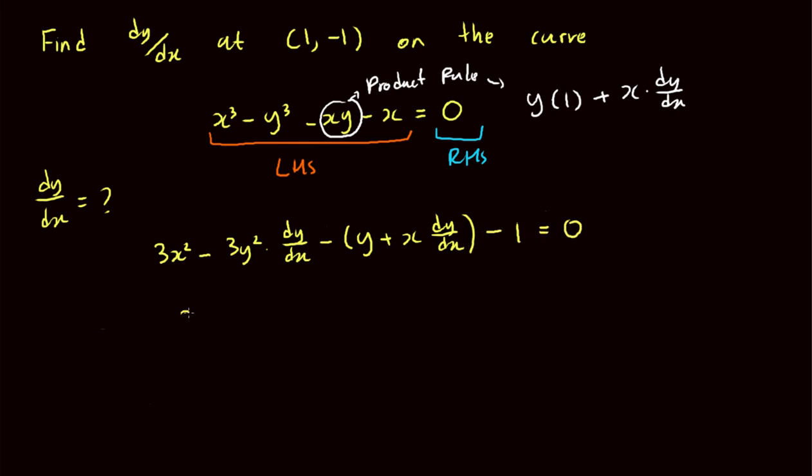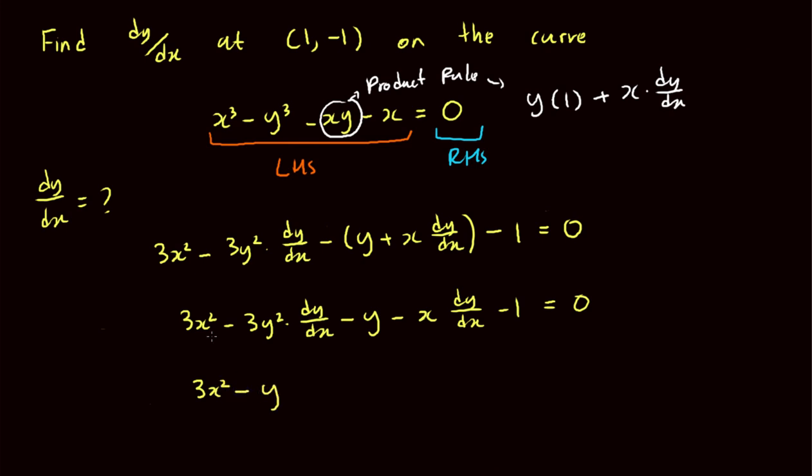Okay, so in this case it'll be 3x squared minus 3y squared dy over dx minus y minus x dy over dx minus 1 equals 0. Of course we have to rearrange the function. So the non dy dx terms I'm going to write here, negative 3x squared y minus 1, equals, and of course I'm going to highlight this in blue, the dy dx terms, so it'll be just these two terms I'm circling in blue.